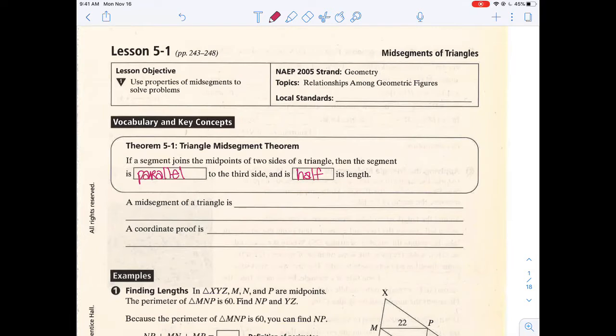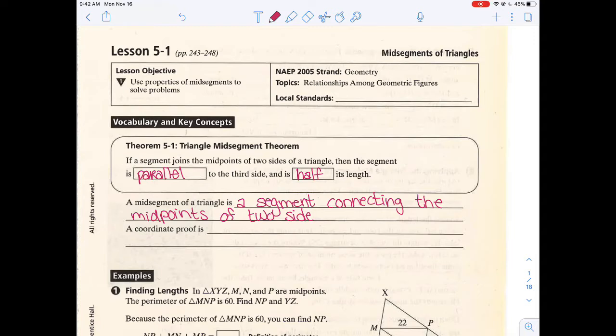First of all, a midsegment of a triangle is a segment connecting the midpoints of two sides. So if it's a midpoint, that means it cuts the line in half. So each of those pieces are going to be equal.